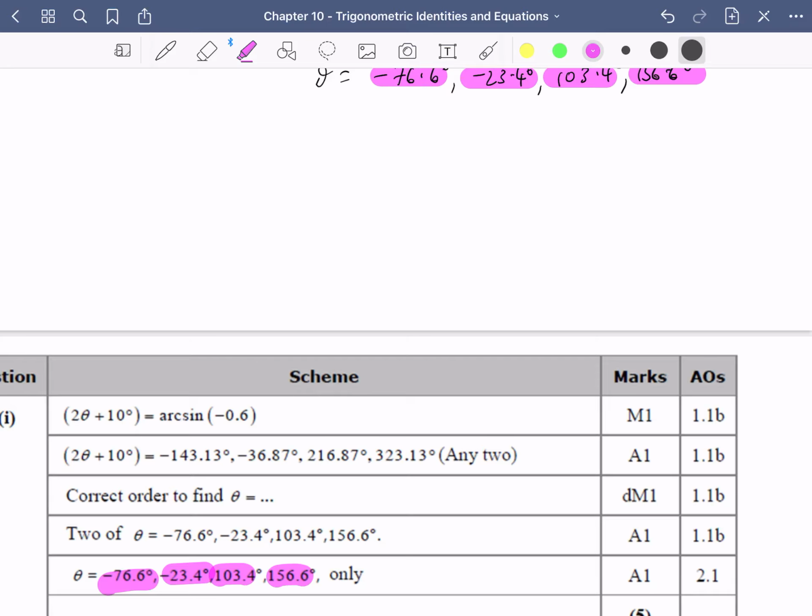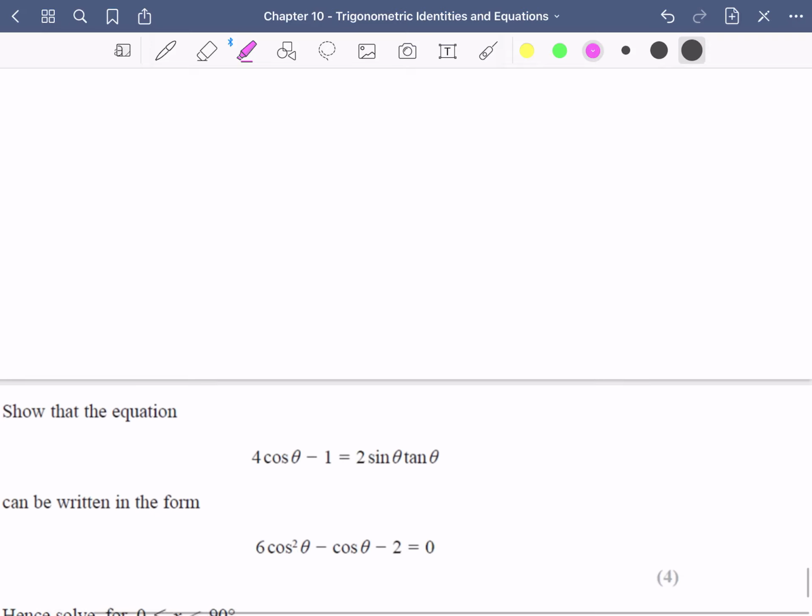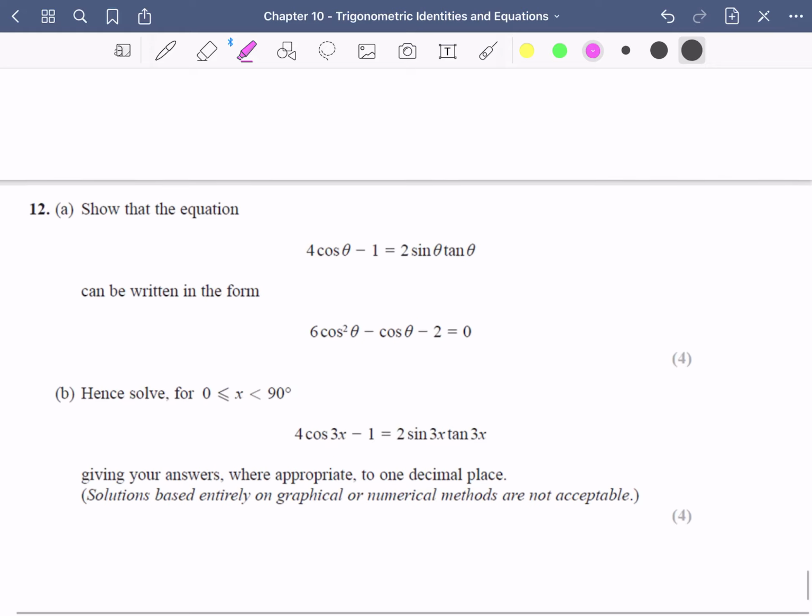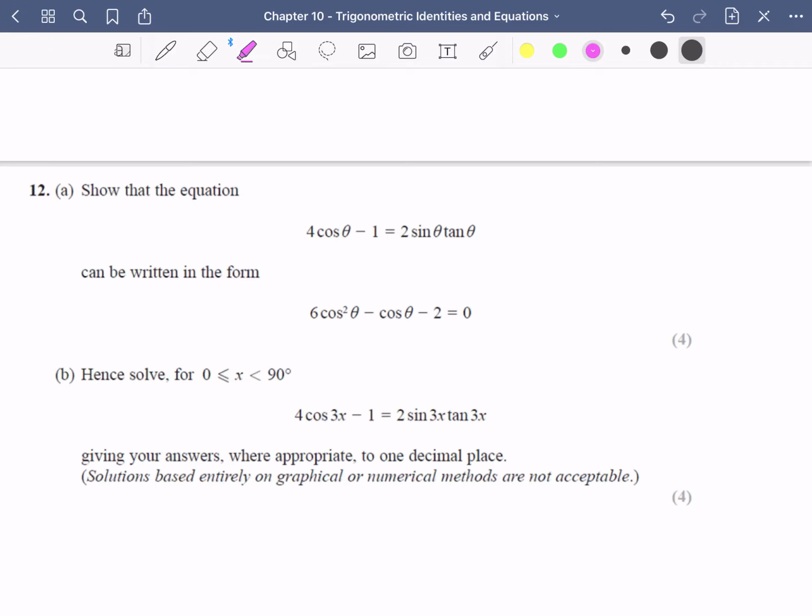Okay, so let's do a couple more here. Why don't you pause this one and have a go? This one definitely looks kind of trickier.